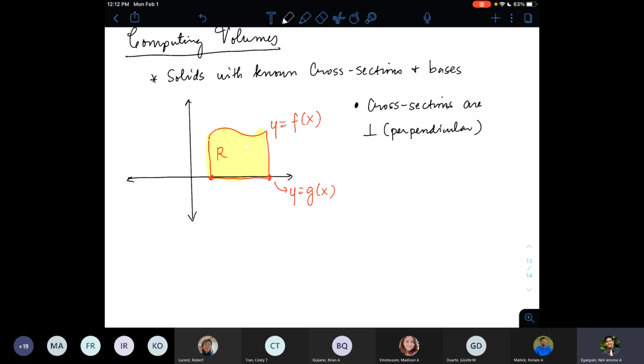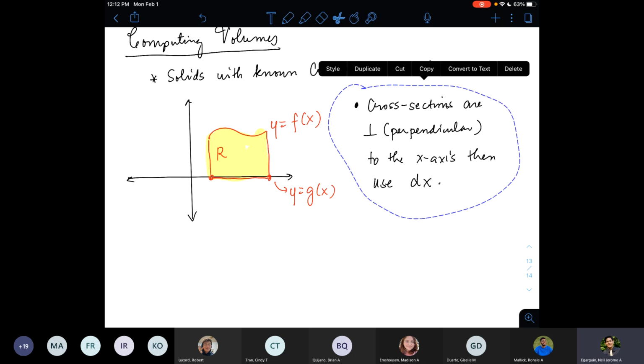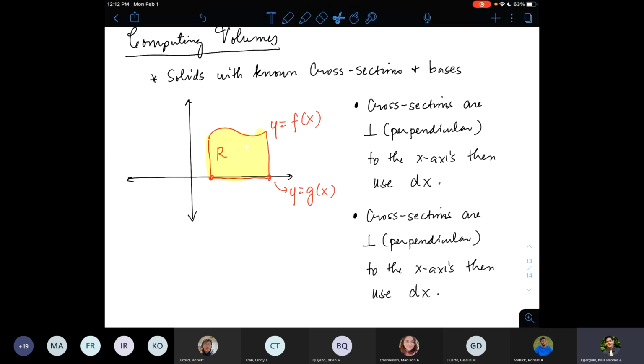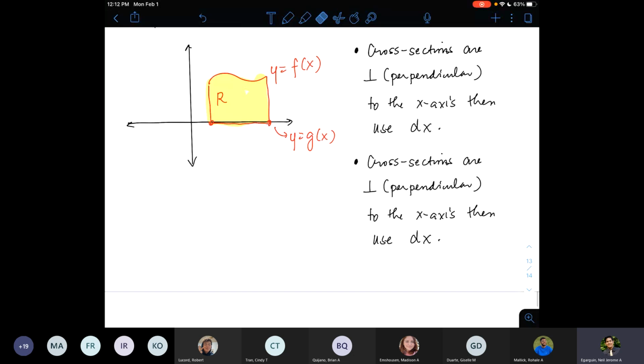So take note for the rest of the class, when I write something like this, that means perpendicular, right? So if the cross sections are perpendicular to the x-axis, then you will use dx, okay? On the other hand, if the cross sections are perpendicular to the y-axis, then the variable of integration would be y. That will always be the case, okay?